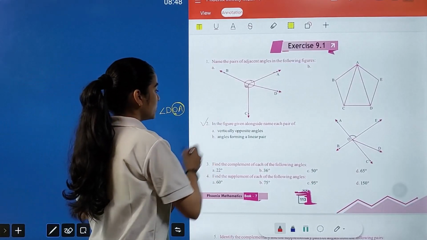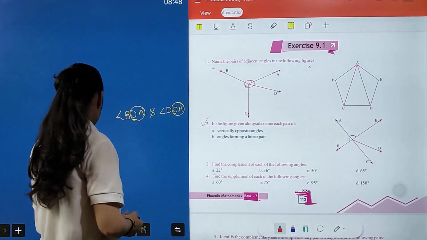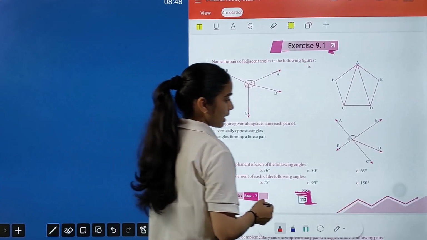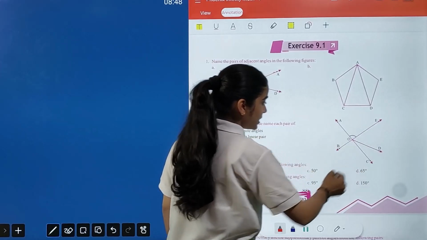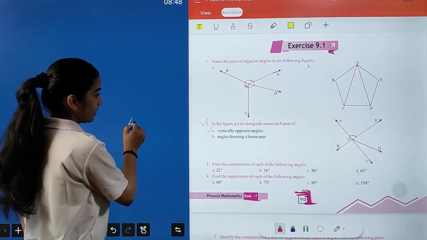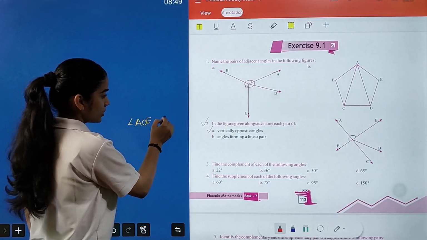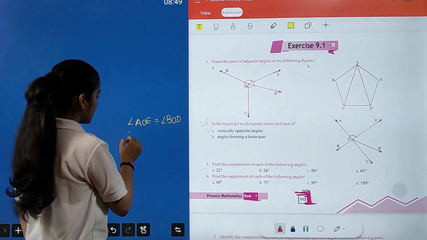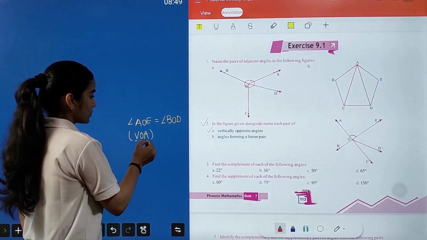In question number 2, in the figure given alongside, name each pair. First we have to tell the vertically opposite angles, where our lines are intersecting each other. BE and AC are intersecting each other. It means angle AOE is equal to angle BOD, which is a vertically opposite angle.